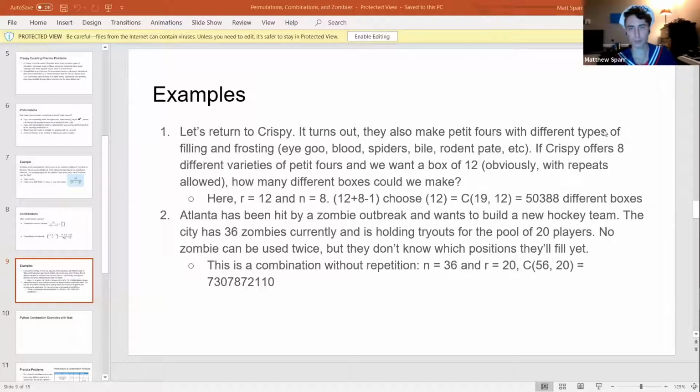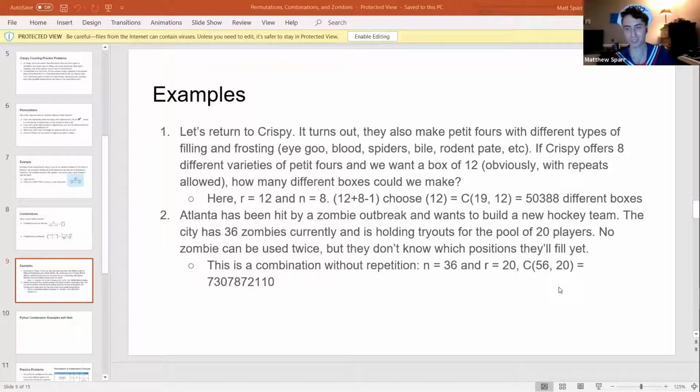All right, so in this first example, we have different types of petit fours with different types of filling and frosting. Here's some of the different types. This is like Krispy Kreme maybe, I'm not sure. If they offer 8 varieties of petit fours and we want a box of 12, how many different boxes could we make? So that's with repeats.